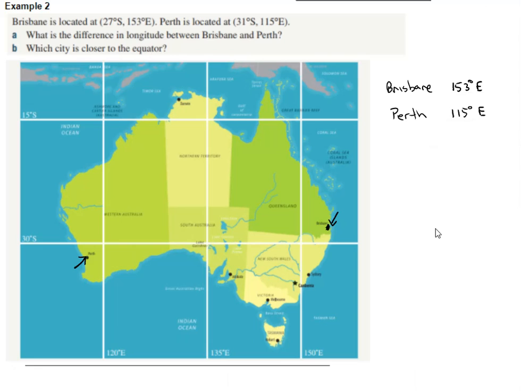Okay, so the answer is, what is the difference in longitude between Brisbane and Perth? It is a 38 degree difference.